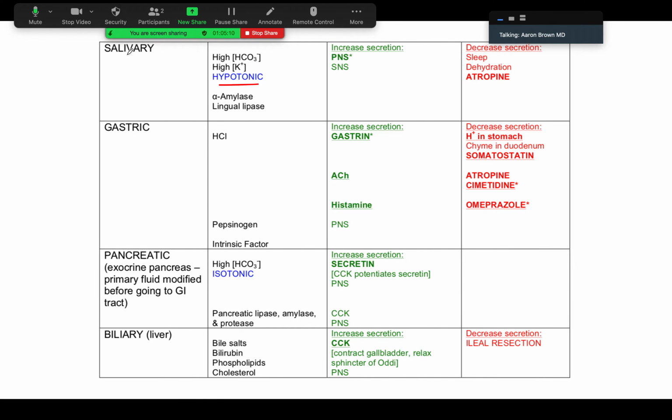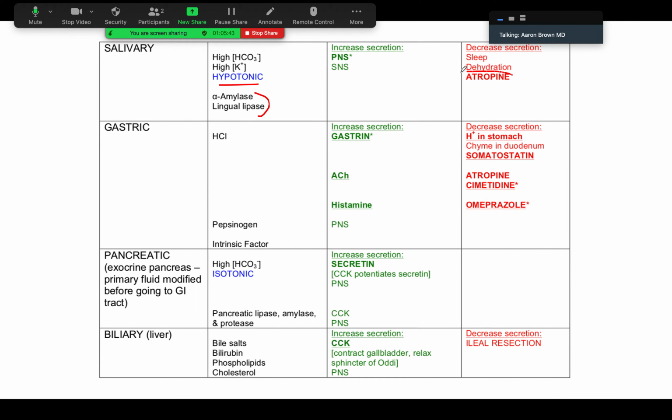Our salivary glands, I should say, also secrete two important enzymes, alpha amylase and lingual lipase. These two enzymes will begin the digestive process. They will both be deactivated by the acidic conditions inside of the stomach. However, for the period of time that there's food within the mouth, they will be hard at work breaking that food down. And so sleep, dehydration, and atropine all decrease secretions here, okay?